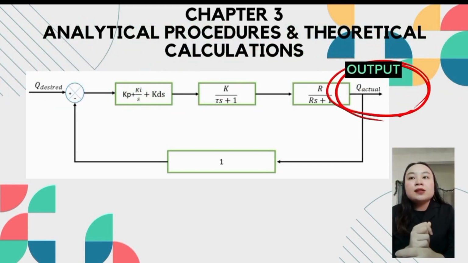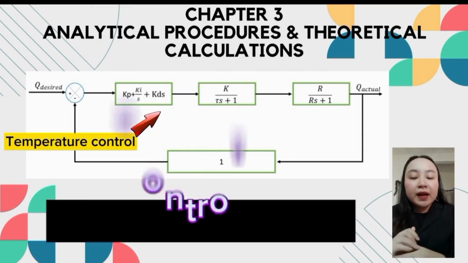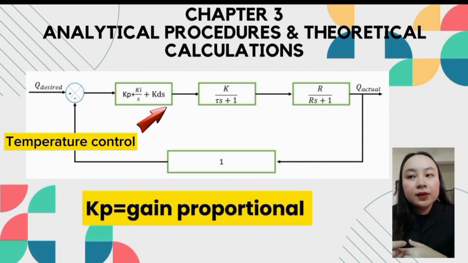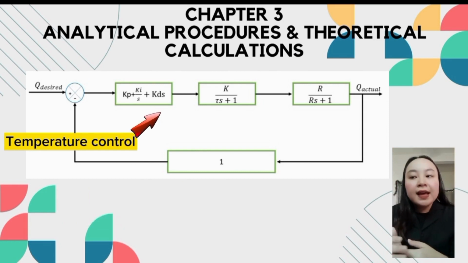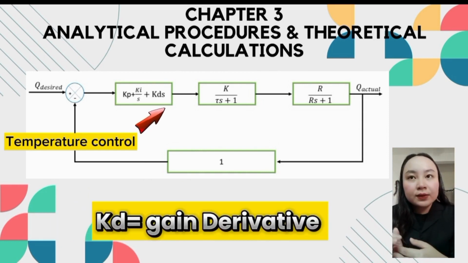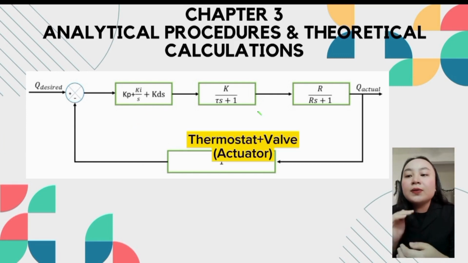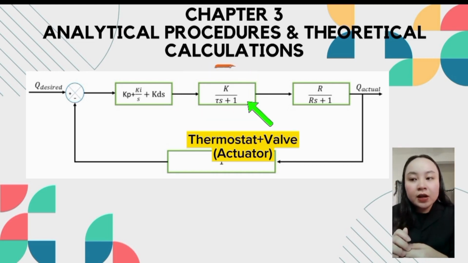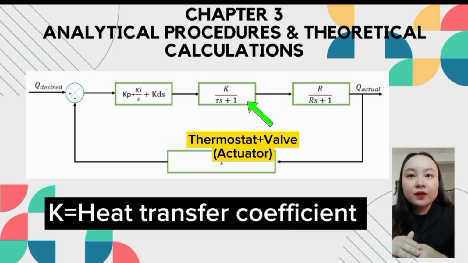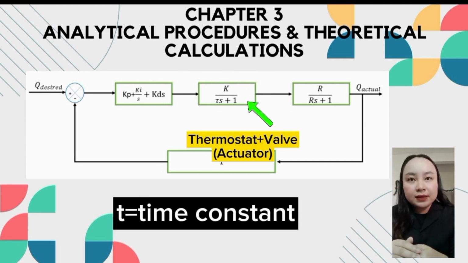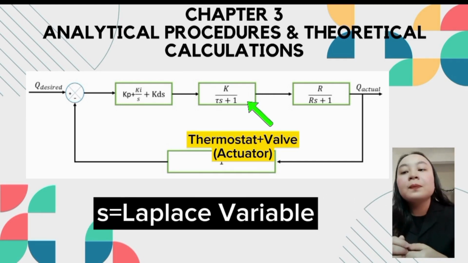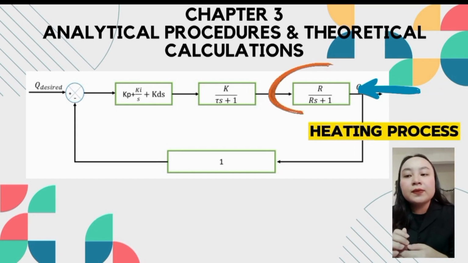For the temperature control, we choose PID control. Kp stands for proportional, Kd S is the derivative term, where D stands for derivative, plus Ki over S, where I stands for integral. For the thermostat valve, as an actuator, the transfer function is K over tau S plus 1, where K is the heat transport coefficient, tau is the time constant, and S is the Laplace variable. And for the heating process, the transfer function is R over RS plus 1.